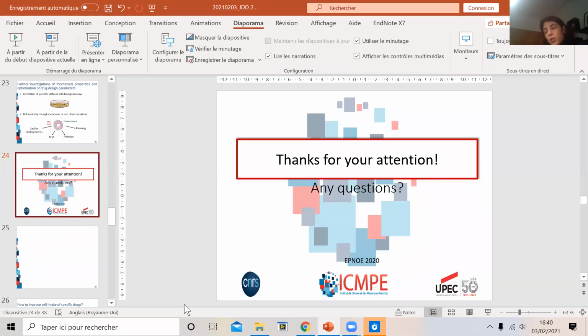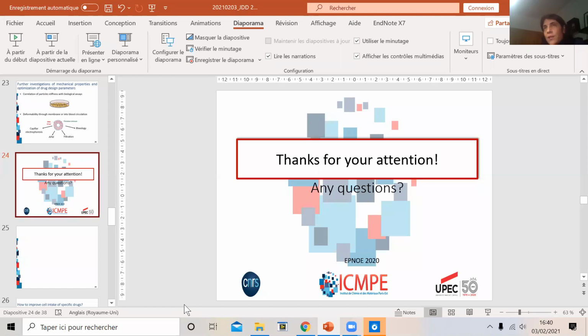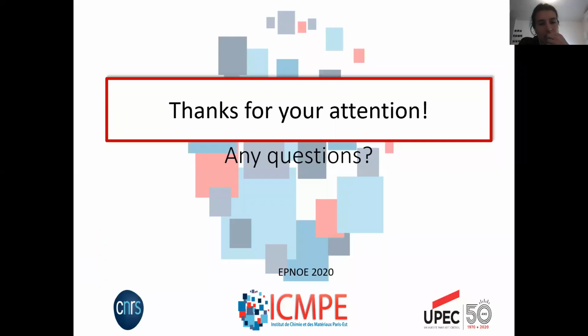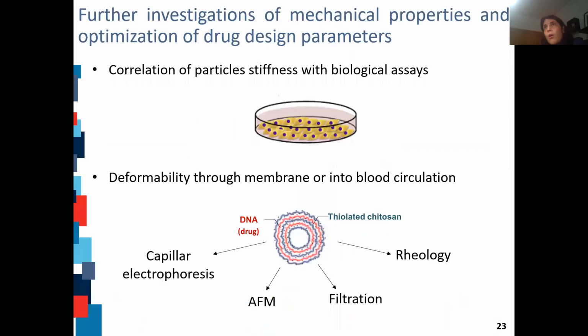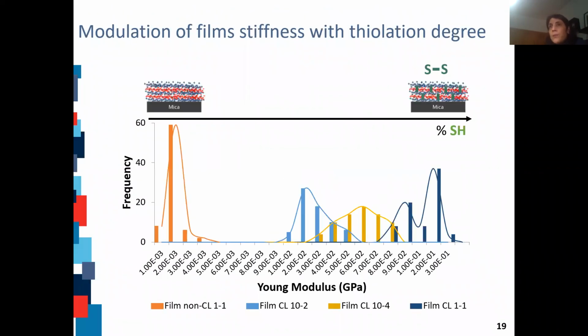I have one question. Could you please go into more detail about the effect of the stiffness of your system on its efficiency? How can the flexibility or rigidity of the capsules affect their efficiency for drug delivery and for these applications?